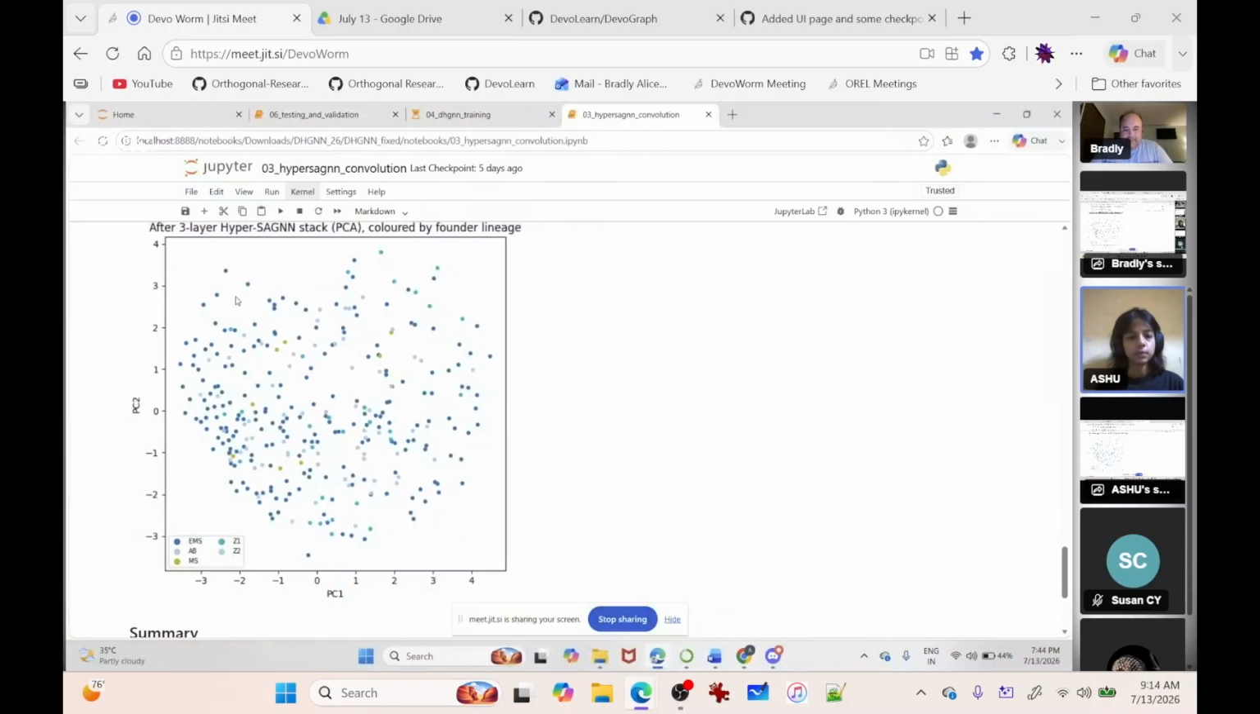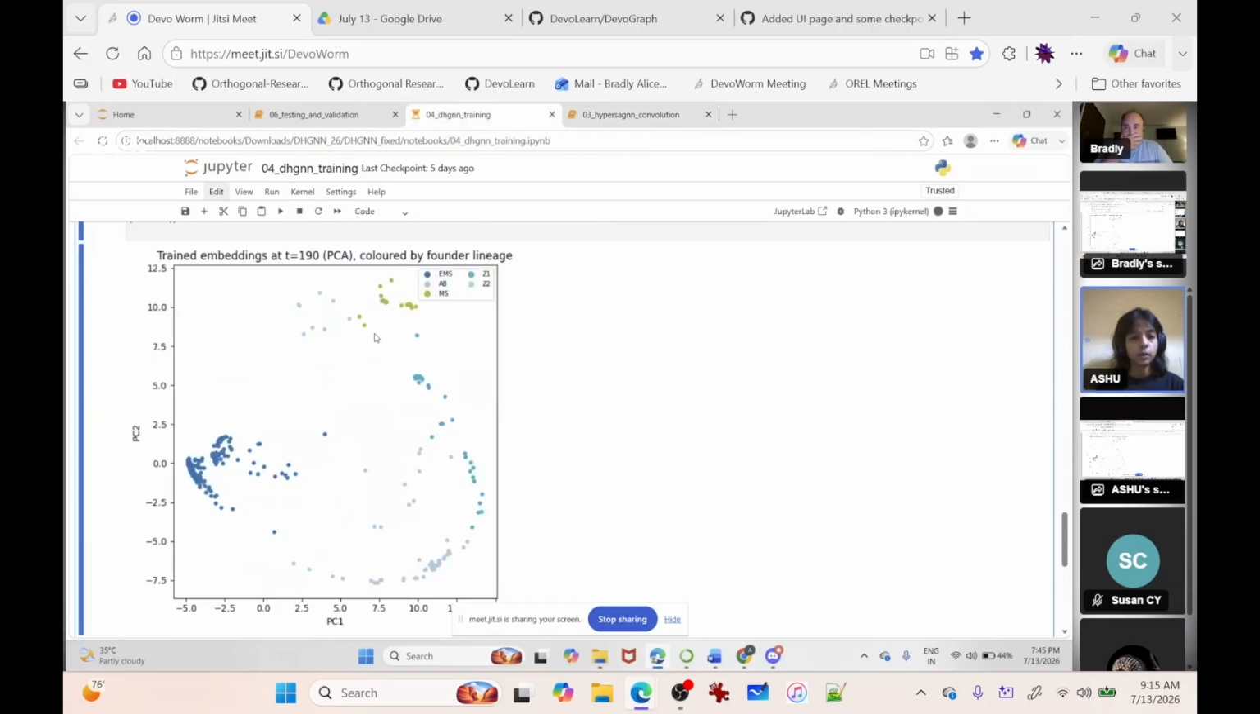So this was the part before the training. Like I was predicting the cell fate, and this was the representation. And as it is clearly seen in this, the cell fate prediction is very poor. The cells are very spread apart. So I trained the model for about 25 epochs, and this was the prediction after the training.